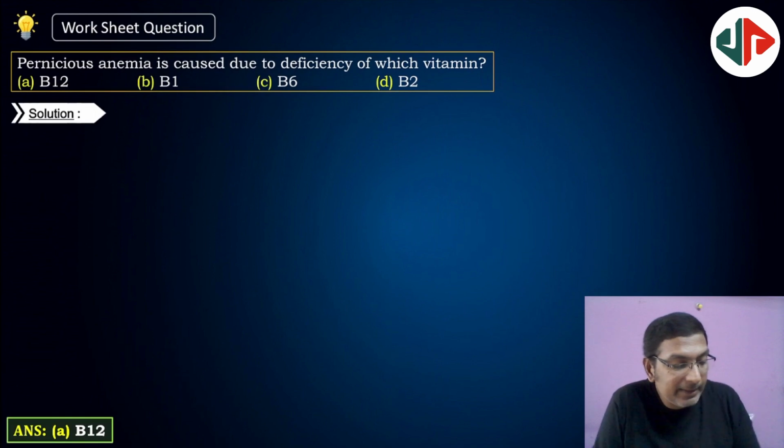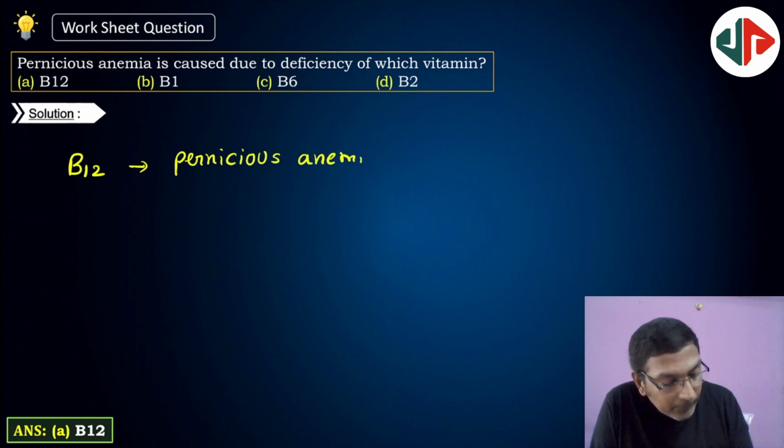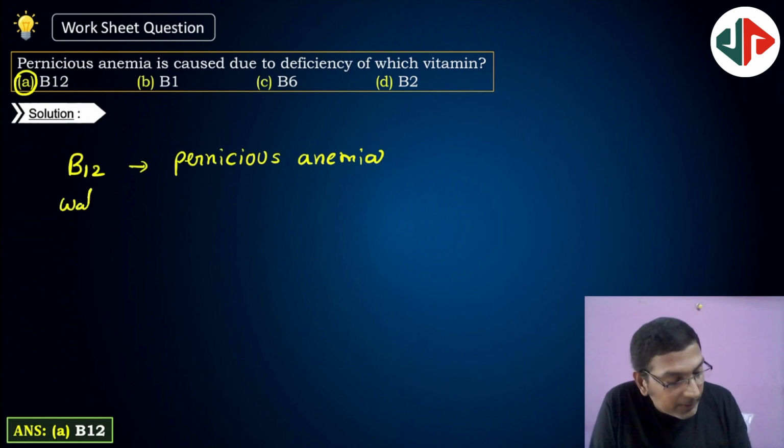So, pernicious anemia is caused due to deficiency of which vitamin? B12. B12 causes pernicious anemia. Simply option A. So, it is a water soluble vitamin.